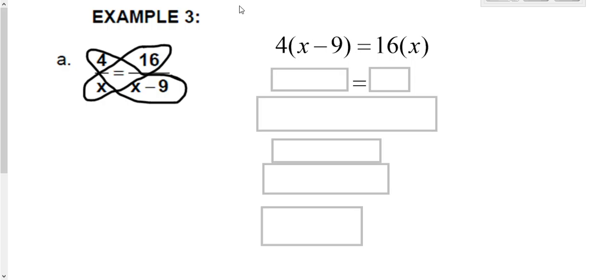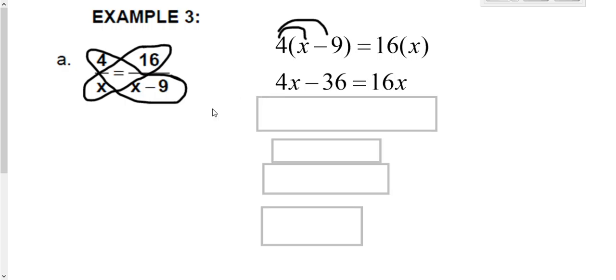It's 4 times both of these things. So I like putting these little loops. 4 times the x, which is 4x. And then 4 times the -9, which gives us -36. Okay, 4 times x, 4x, 4 times the -9, -36. Of course, 16 times x is just 16x.